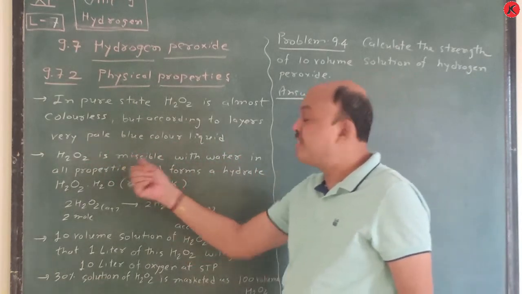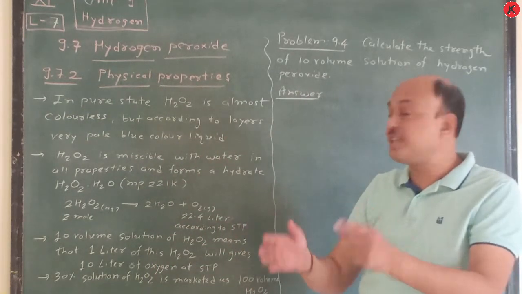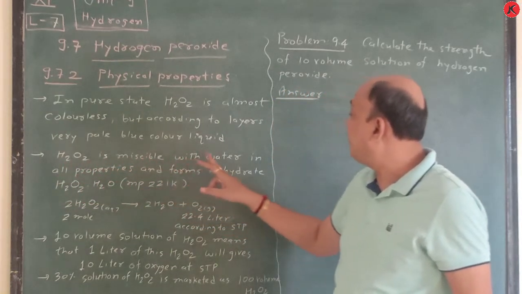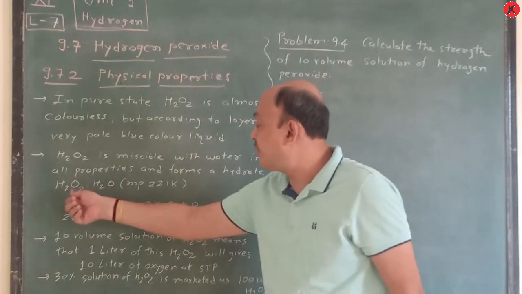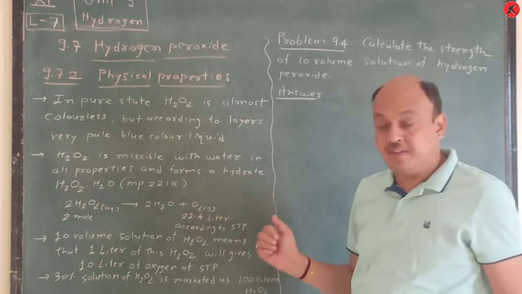This H2O2 is miscible with water. That means they are soluble. When two liquids are there, the word miscible is used. So here H2O2 is miscible with water in all proportions and forms a hydrate, that is H2O2.H2O. Melting point is 221 Kelvin.